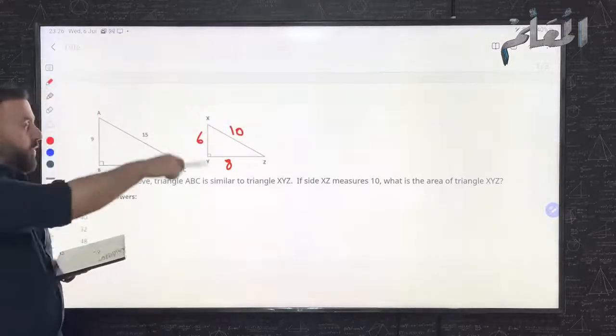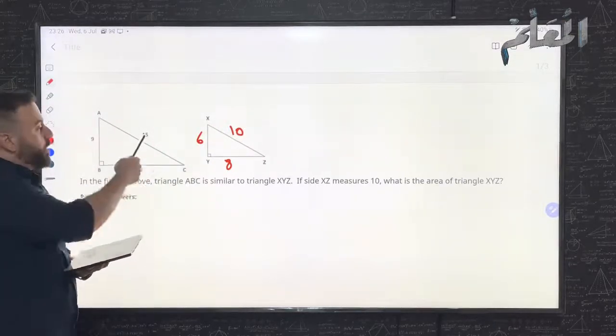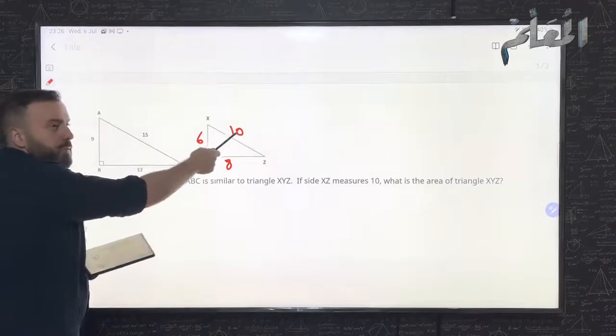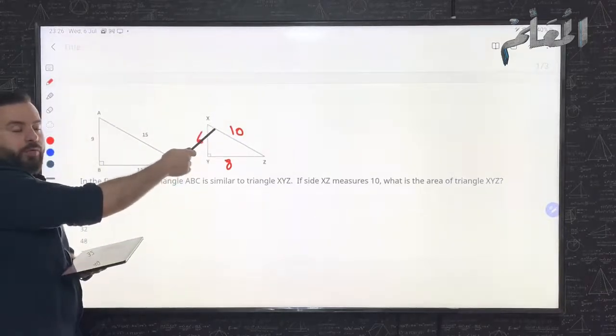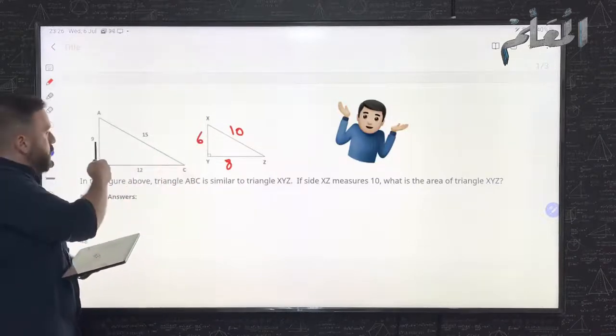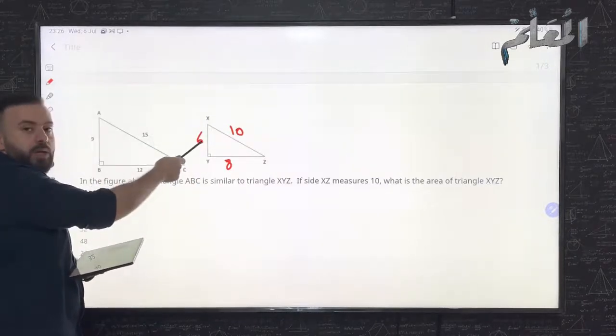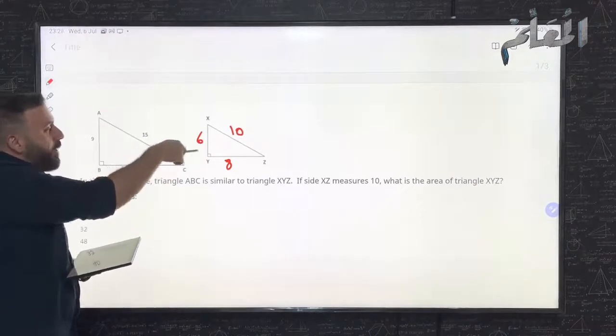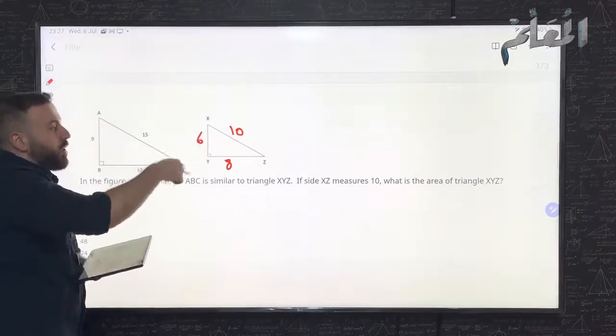So in this case, if they are similar, it means they have the same ratio. If this is 15 to 10, which means we divide by 1.5, which is equal to 10. Then can I get this side and this side? Yes, of course. So 9 divided by 1.5 gives me what? 6. 12 divided by 1.5 gives me what? 8.